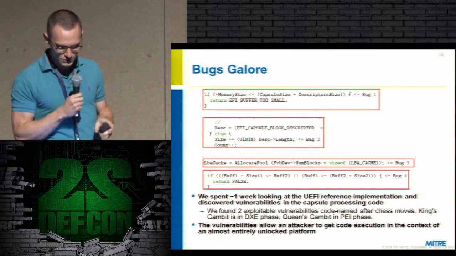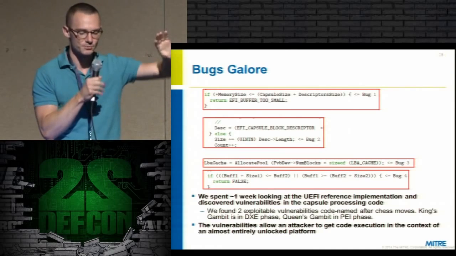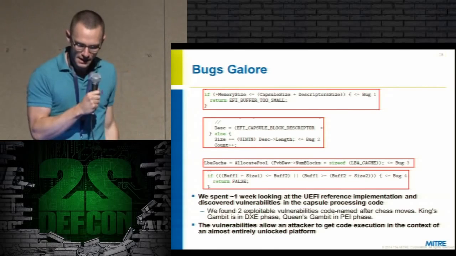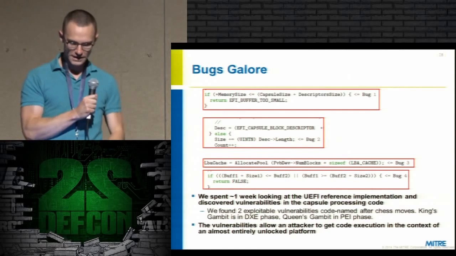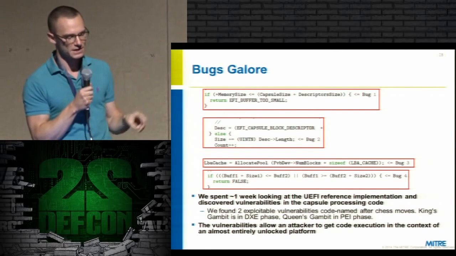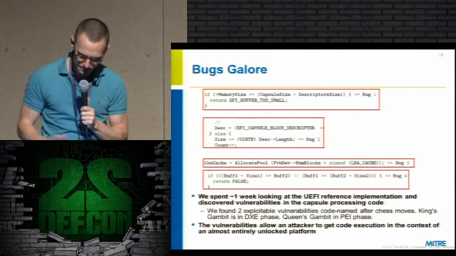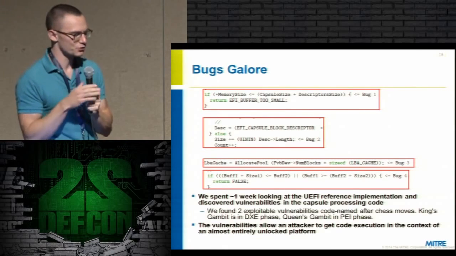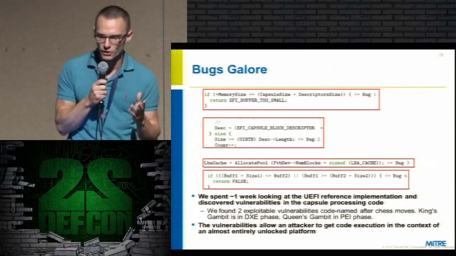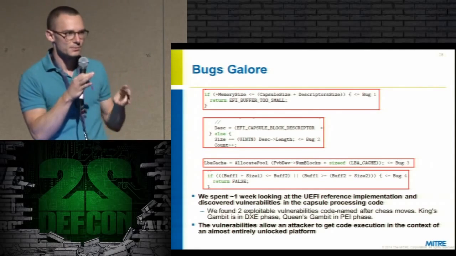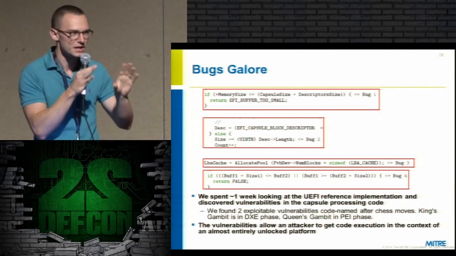The Queen's Gambit occurs in what's known as the PEI phase, just a special part of UEFI boot that is very early, while the platform is completely unlocked, and the King's Gambit occurs in what's known as the DXE phase, so later on, but still early enough for most of the system to be unlocked. Using both of these exploits, we're able to reliably get control of the instruction pointer in the context of UEFI and do nasty things and break into these other privileged domains that normally even Ring 0 code cannot break into.